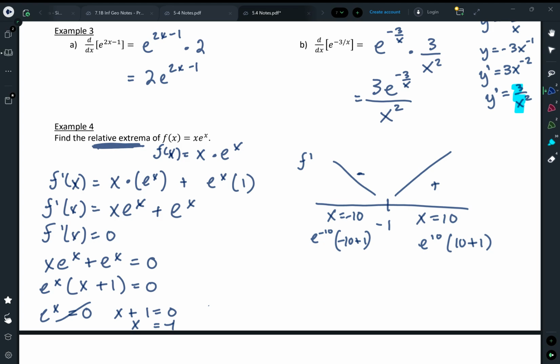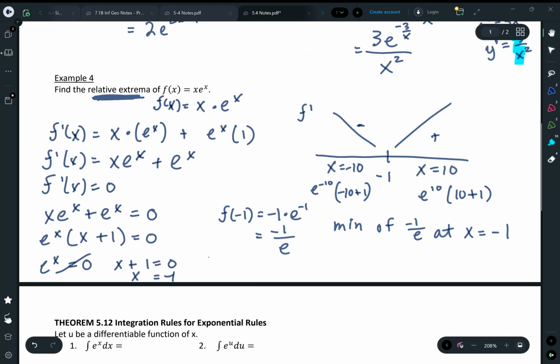what the minimum is. So we'll go back to our original function and find f of negative 1. That's going to be negative 1 times e to the negative 1 power, or negative 1 over e to the first, so just negative 1 over e. So we have a minimum of negative 1 over e at x equals negative 1. All right, cool.